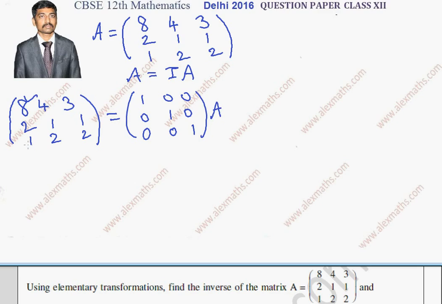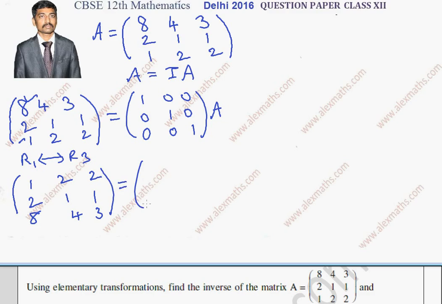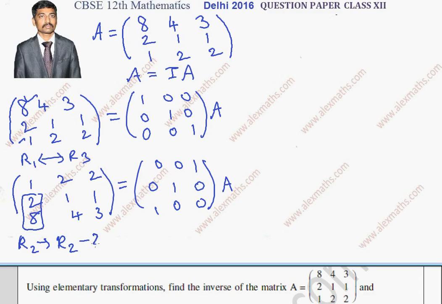We have to make 1 here, but already there is a 1 here. So I will interchange the rows. So R1 interchange R3. So what will happen? 1, 2, 2 will come in the first row, then 2, 1, 1, then 8, 4, 3. Here also R3 will come in the first row, R2 as it is, then R1 will come here, then into A. Now using this one, make two zeros here. That can be done by doing R2 gives R2 minus 2R1 and R3 gives R3 minus 8R1.